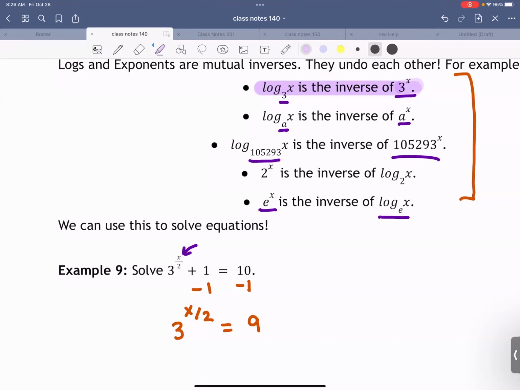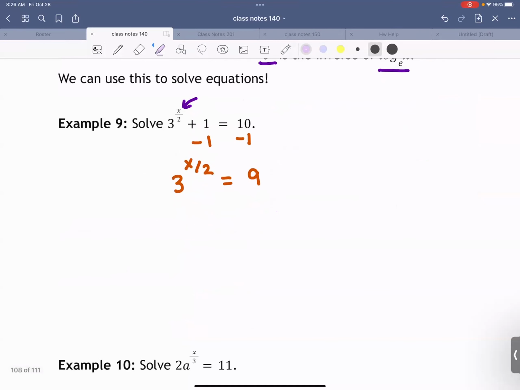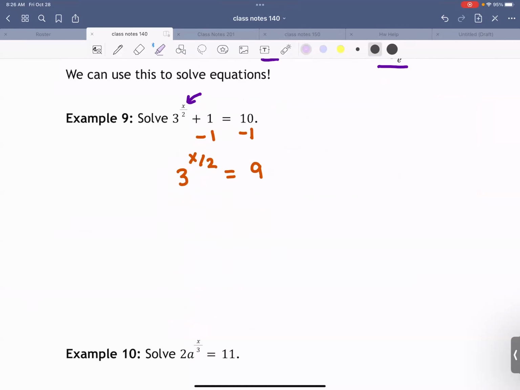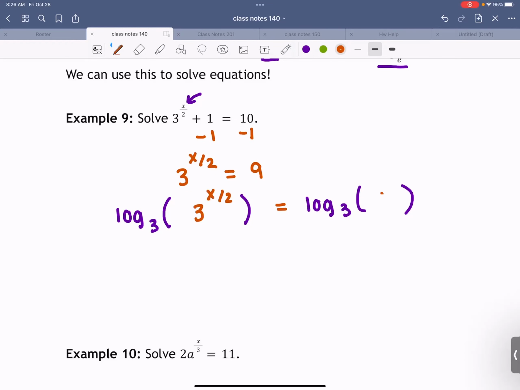Okay, I'm going to do something really weird, and you might think it's confusing right now, but I promise you once you get used to doing this notation, it's fine. Just like taking the square root of both sides, or squaring both sides, or subtracting something from both sides, I'm going to take log base 3 of both sides. Okay, so I'm going to have 3 to the x over 2 on one side, 9 on the other. I'm going to take the log base 3 of both of the numbers. Okay. Does that make sense?